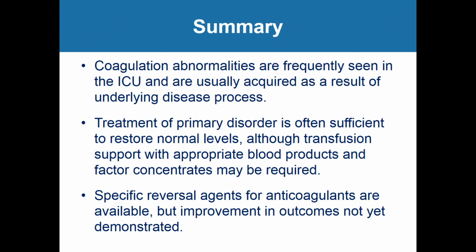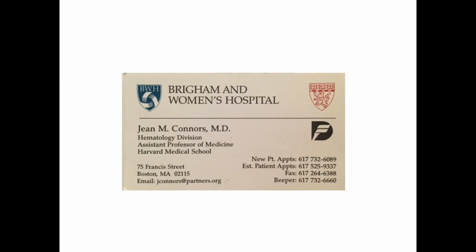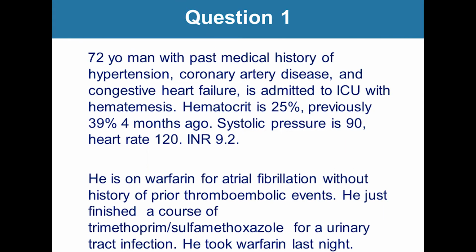So in summary, coagulation abnormalities are frequently seen in the ICU and are usually acquired as a result of underlying disease processes. The treatment of the primary disorder is often sufficient to restore normal coagulation factor levels, although transfusion support with appropriate blood products and factor concentrates may be required. Specific reversal agents for anticoagulants are available, but improvement in outcomes has not yet been demonstrated. Moving on to question one.